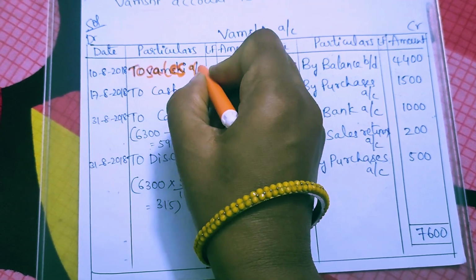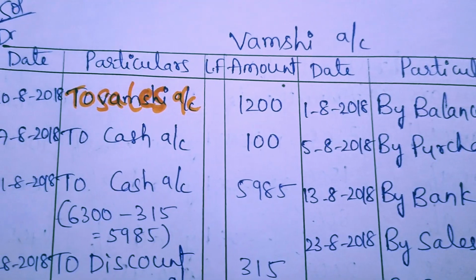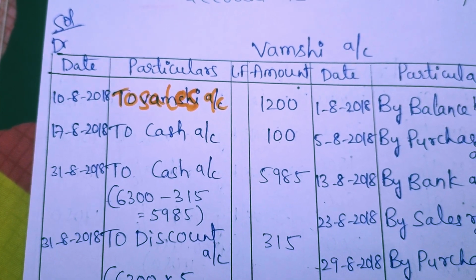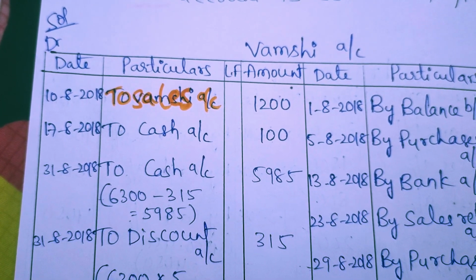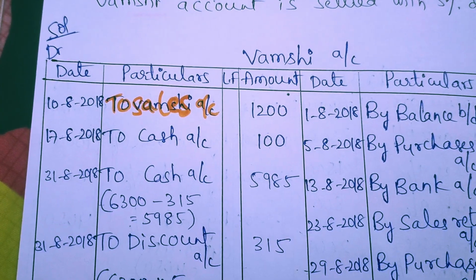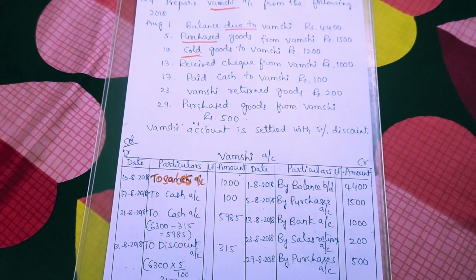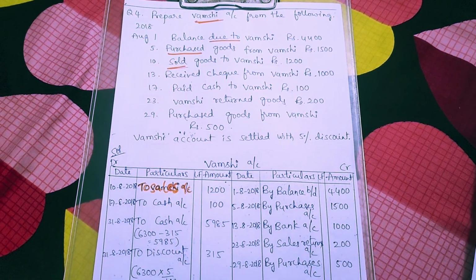To sales account. Okay. So 10-8-2018 to sales account. Is it clear? 1200 in amount column. Sales account. Next one.